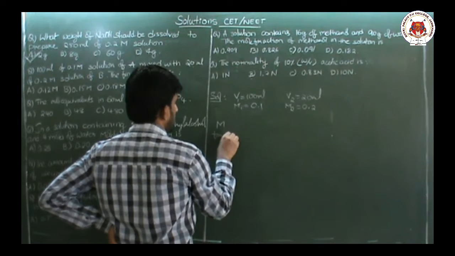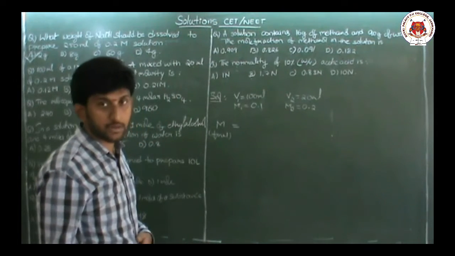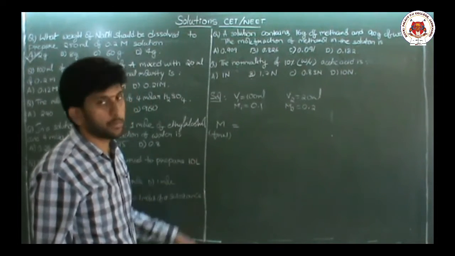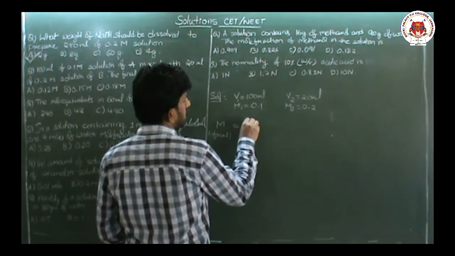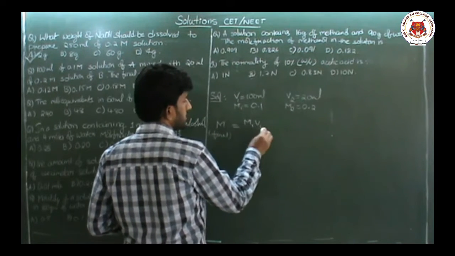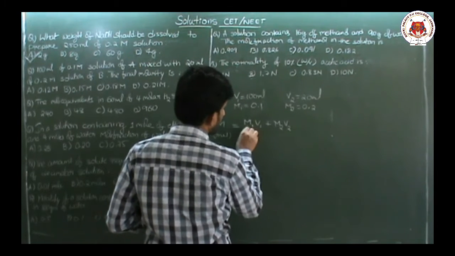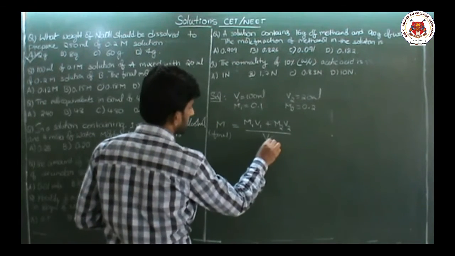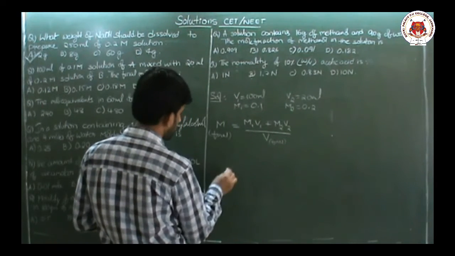Okay, the final molarity. For mixing of solutions, you can use M V is equal to M1V1 plus M2V2, where M is the final molarity of mixing. So M mix is equal to M1V1 plus M2V2 divided by V mix, V final, or V mix, volume of mixture.